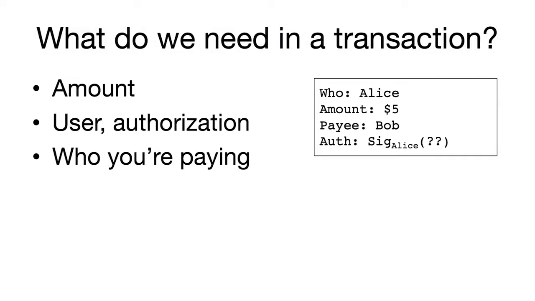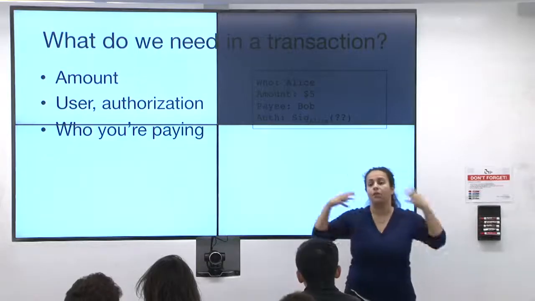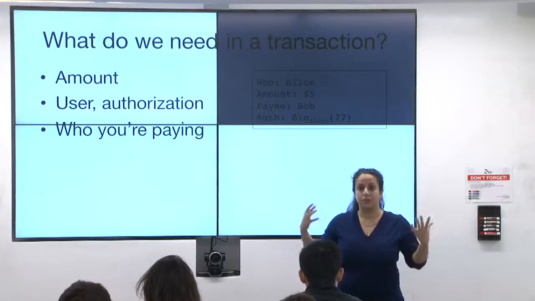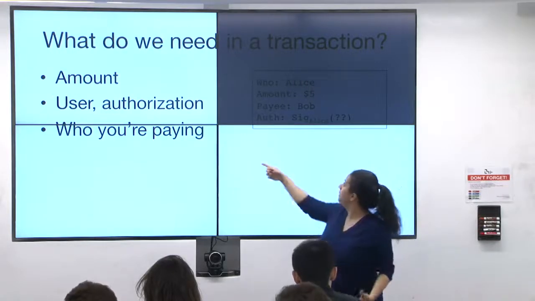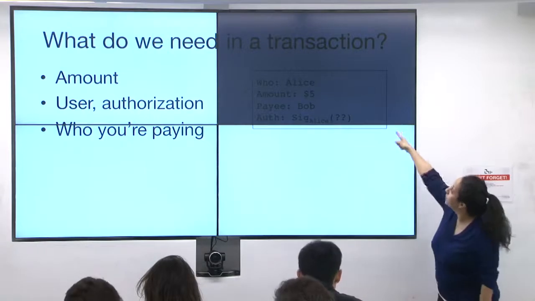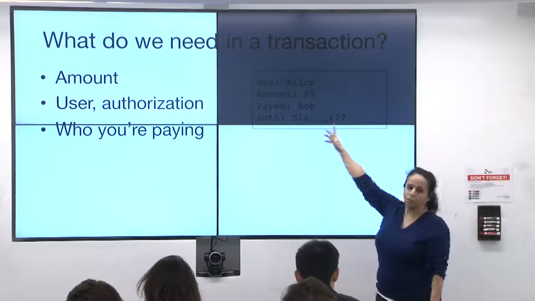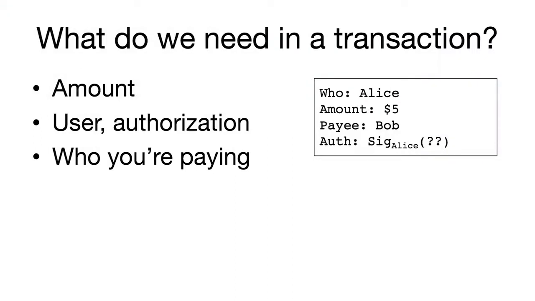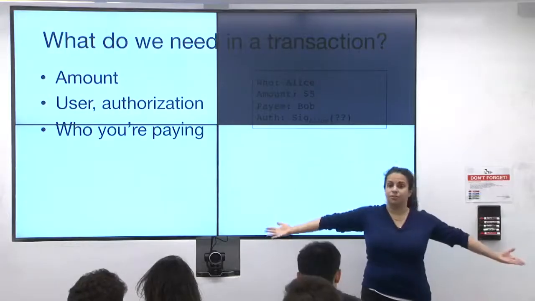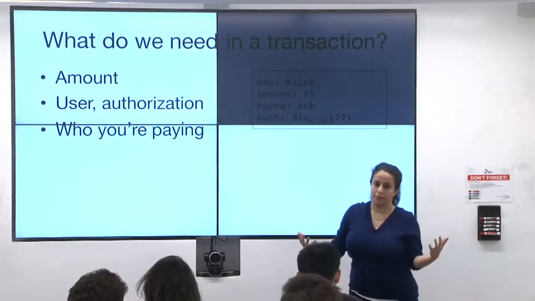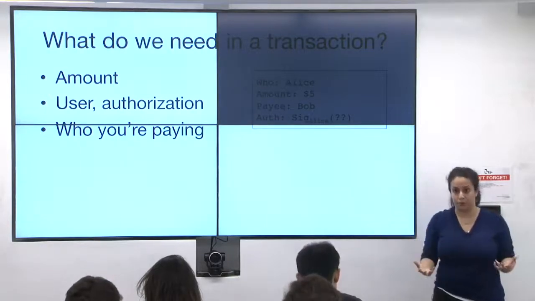Right, exactly. So what we need is those things that you just said. We need to know the amount, how much of this coin we're transferring. We need to know where it's coming from, and in particular, we need an authorization that the user actually authorized this spend, and we need who we're paying. This is a rough sketch of a transaction. We have Alice, who's spending $5 to Bob, and we have this authorization here. Given we just learned about signatures, they are a great way to do authorization because it's something that only Alice can produce, right?